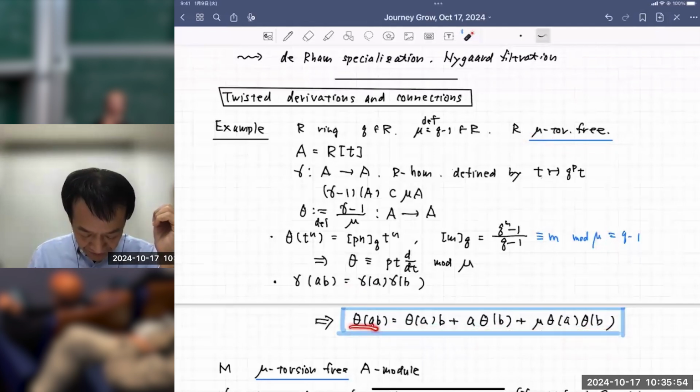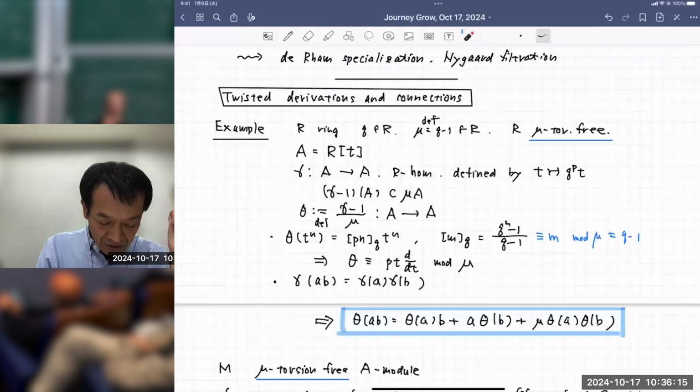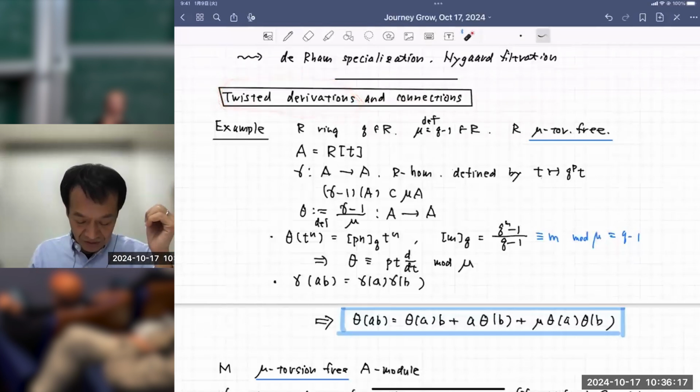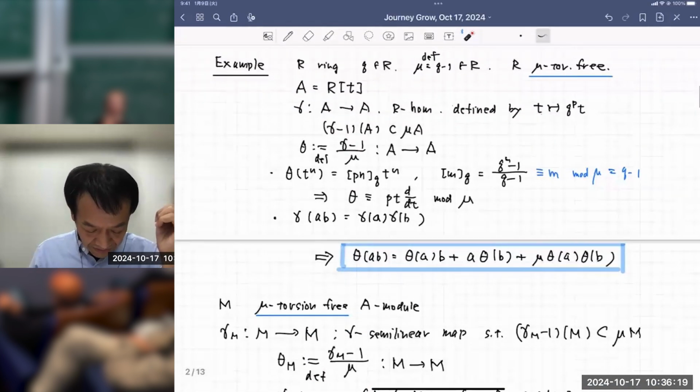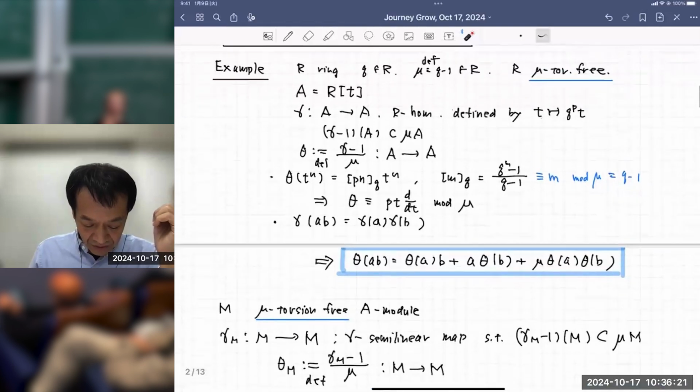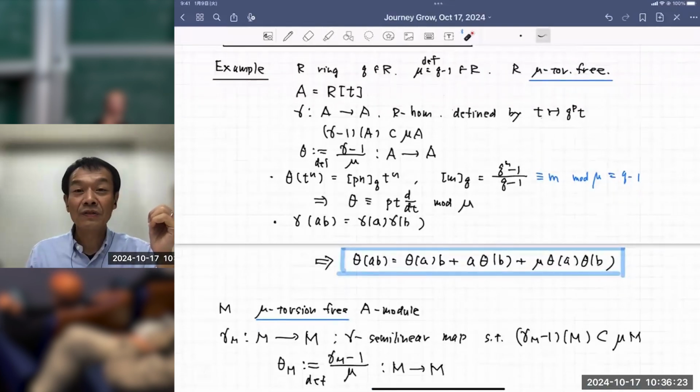So theta times AB, the image of AB under theta, is equal to theta A times B plus A times theta B plus mu times theta A theta B. So if we don't have mu, this is a usual derivation, but here we have mu. So that's why I call it a twisted derivation.